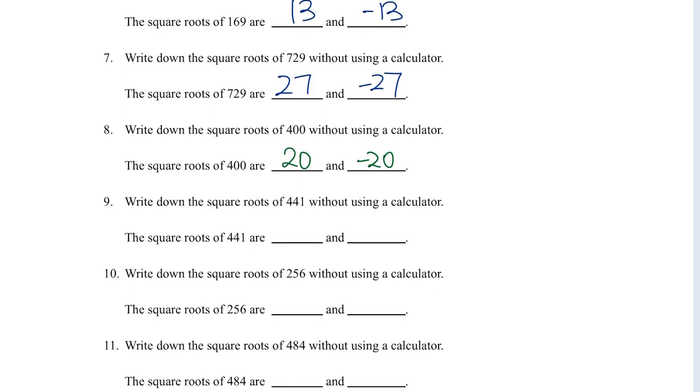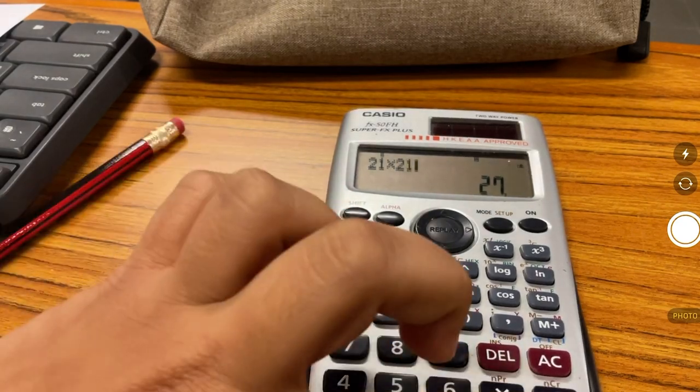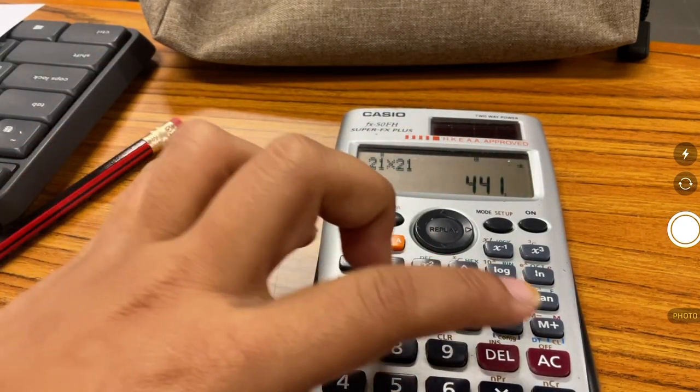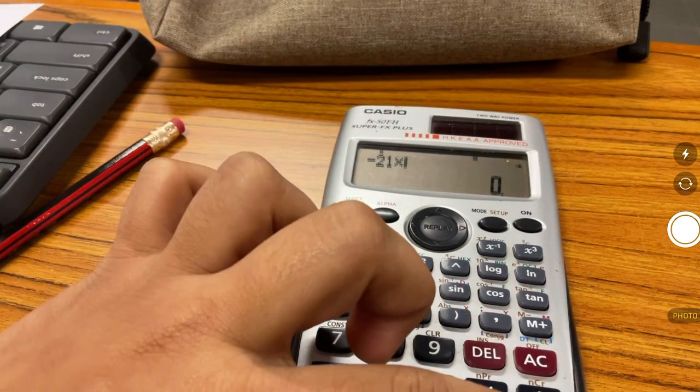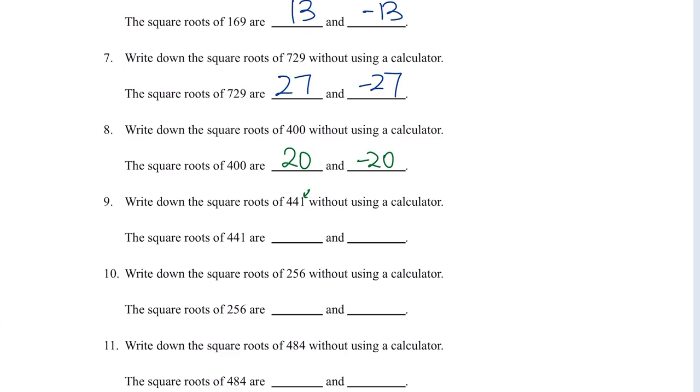How about 441? 1 in the end. That's special. Only 1 times 1 is 1 in the end, right? It's more than 400, so more than 20. So let's try 21 times 21. Is it 441? Yes. You can do it this way, of course. How about negative 21 times negative 21? That's also 441. So the square root of 441 is 21 and negative 21.